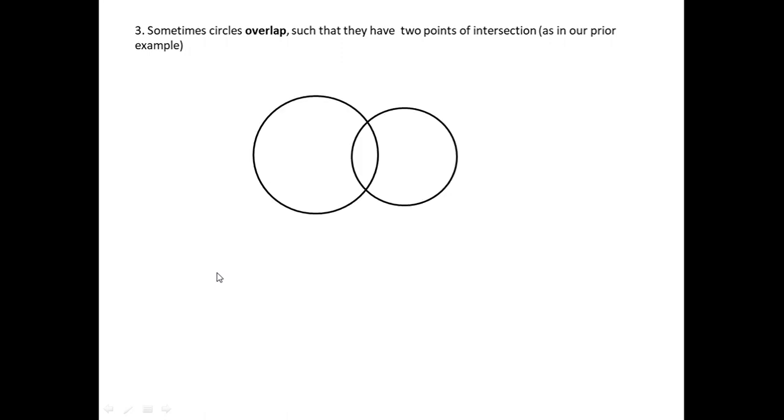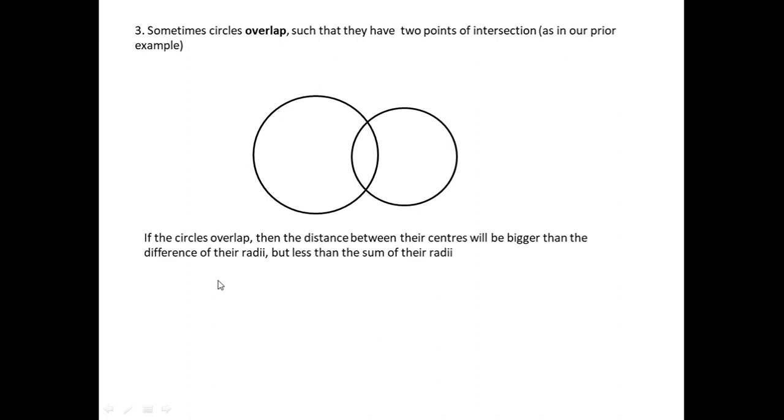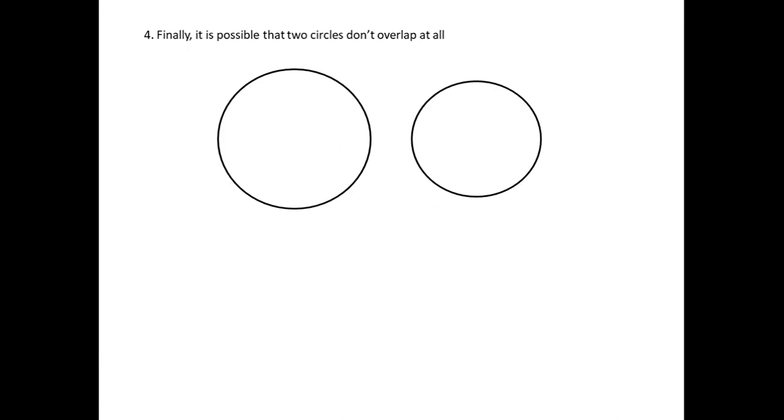The third type, if circles overlap, like we had in our previous example, like this, then the distance between their centers will be bigger than the difference of their radii, but less than the sum of their radii. So this distance between their centers will be bigger than the difference of their radii, but less than the sum of their radii. Finally, it's possible to have 2 circles that don't overlap at all.